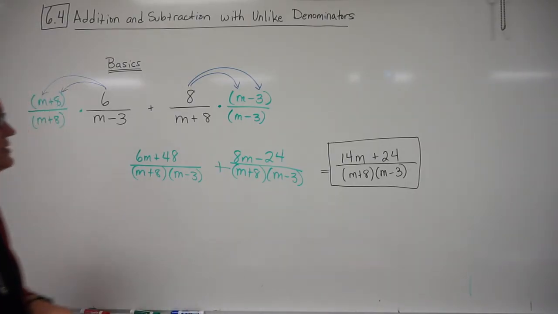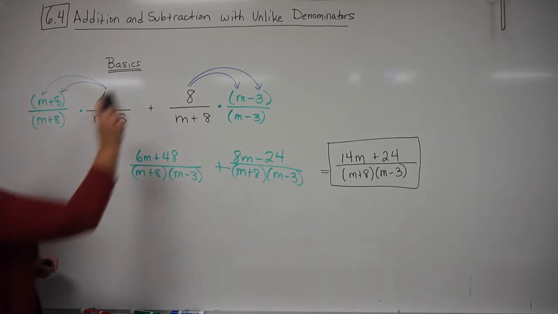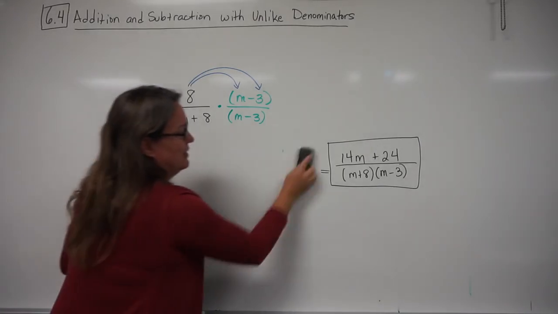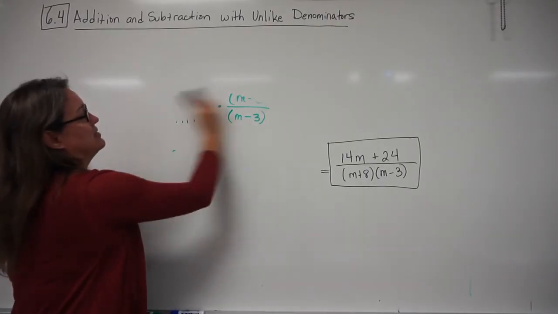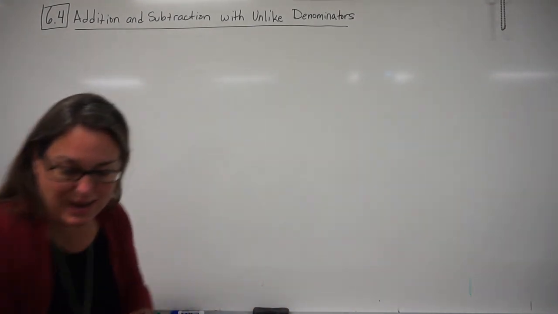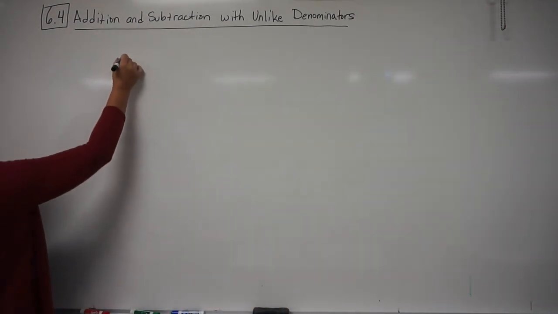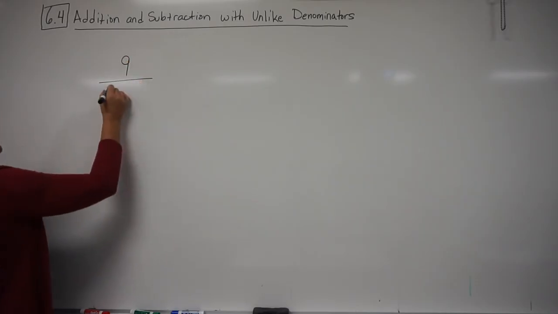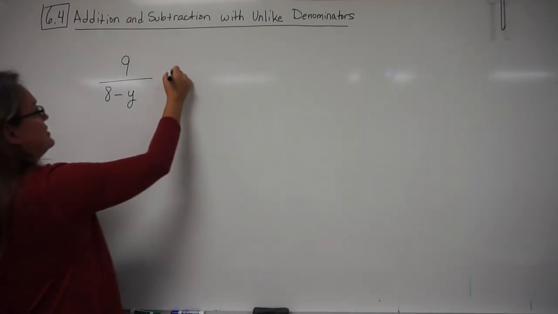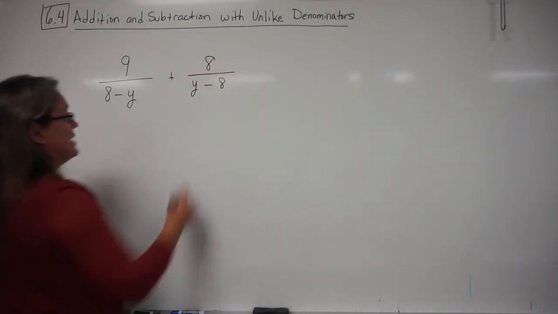We have 3 more examples. I should remove the word basics because we're not doing basics anymore. Those were our first 3 fractions, and this is becoming far from basic. The next one is kind of a special case that shows up every once in a while. Let's do 9 over 8 minus y, and we're going to do plus 8 over y minus 8.